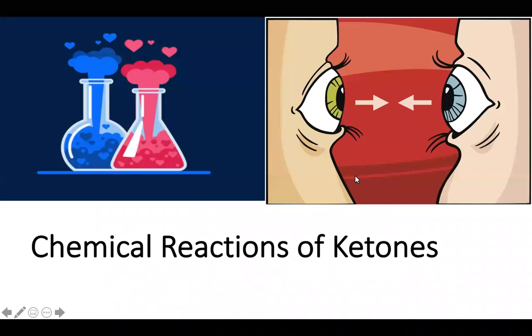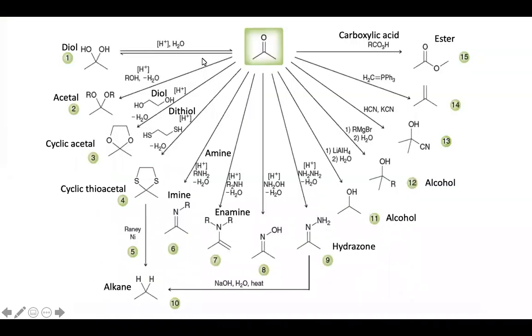Chemical reaction of ketones. Ketones can carry out a lot of chemical reactions. You can see this table. It can react in an acidic environment with water to form a diol, in an acidic environment with the introduction of alcohol to form acetal. Acidic environment to react with diol to form a cyclic acetal. Acidic environment with a dithiol to form a cyclic thioacetal. And react with different types of amines, primary amines to form imines, secondary amines to form enamine. This is enamine. And it can even react with hydrazine to form hydrazone.